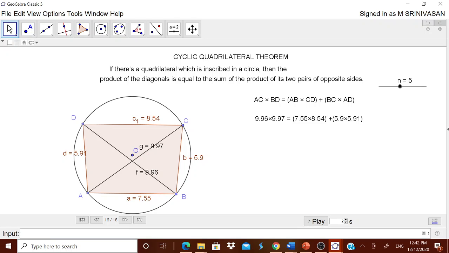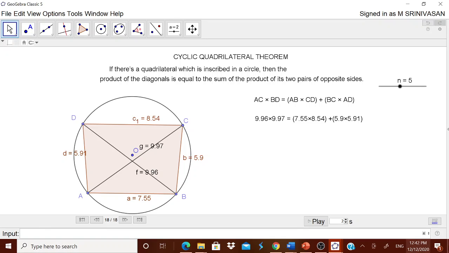Then j is equal to, once again it is a product of b and d, b star d. Now you have to add the products you have done. i and j are to be added now. k is equal to i plus j.